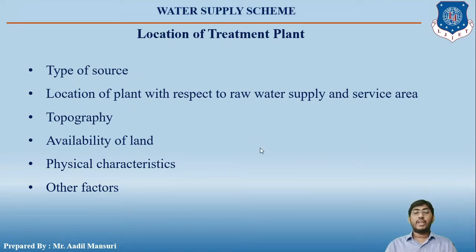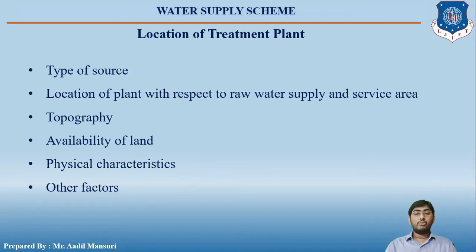Then talking about the location of plant with respect to raw water supply and service area, that location should be weighed carefully. If the treatment plant is near to the source of water, then the cost of conveyance of raw water will reduce, and if the treatment plant is near to or within the city, then the cost of distribution will be reduced. Also the availability of water head will be more. So both the alternatives should be carefully compared considering all the parameters.